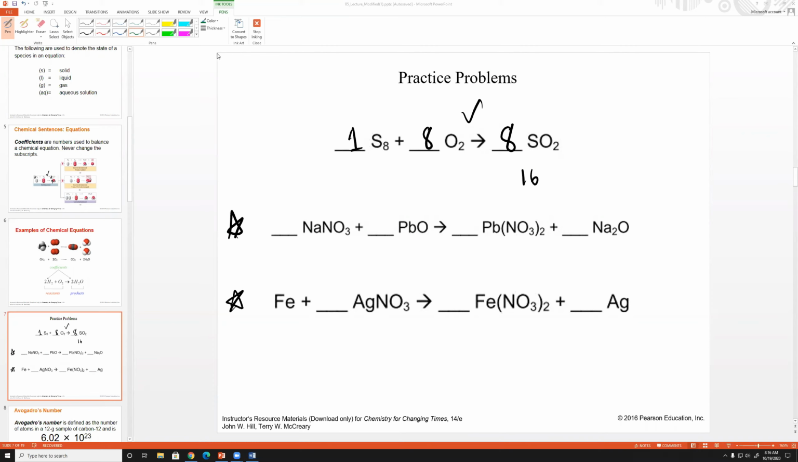All right, let's start taking a look at the first one. So this one's a little different, but same concept. All right, so there's something first. It's always good to read the equation first to get a plan of attack for how you're going to balance it. Now you notice something.